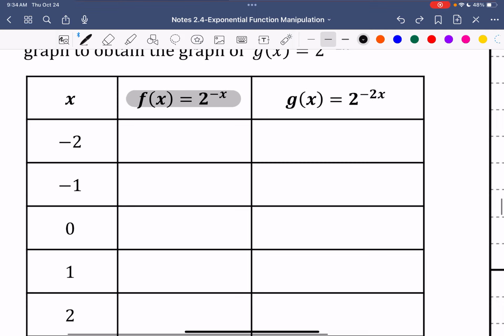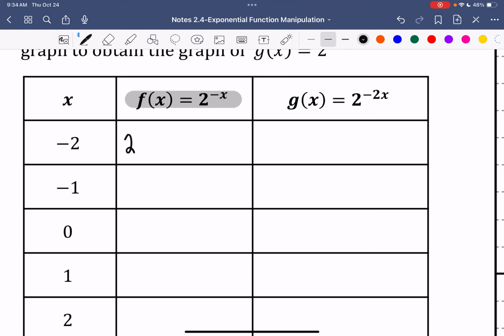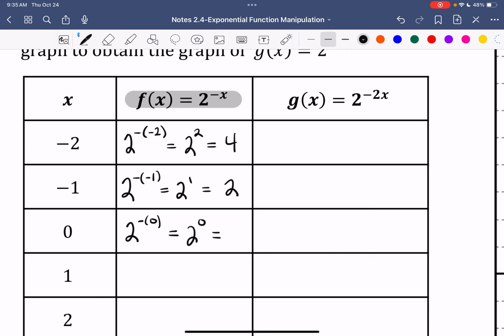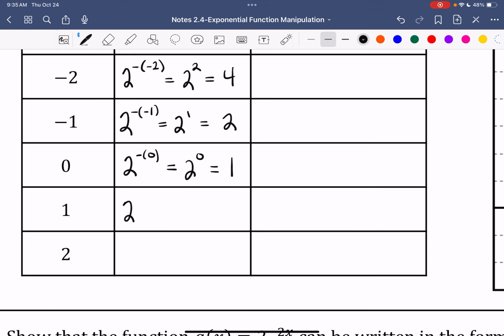When I fill this in, this would be 2 to the negative, and then we replace x also with a negative 2. So that double negative makes it 2 to the positive 2, which we know is 4. Then let's do that all the way down. 2 to the negative negative 1, which is just 2 to the 1, which is 2. 2 to the negative 0, which is 2 to the 0, which is 1. 2 to the negative 1, which is 1/2. And 2 to the negative 2, which is 1/4.